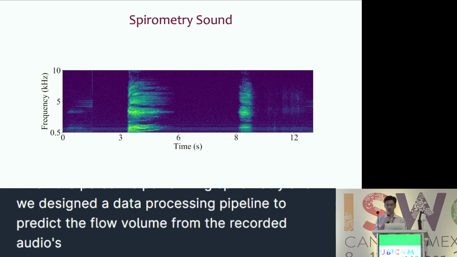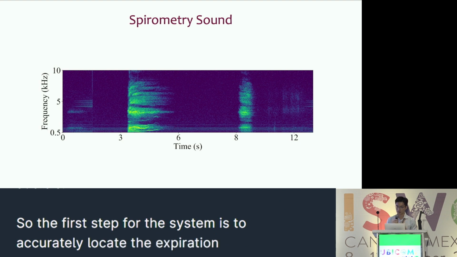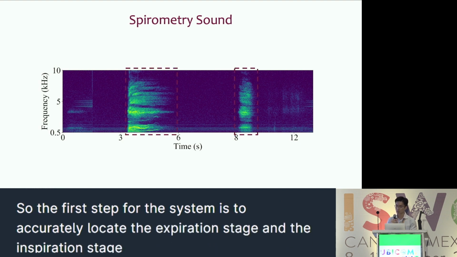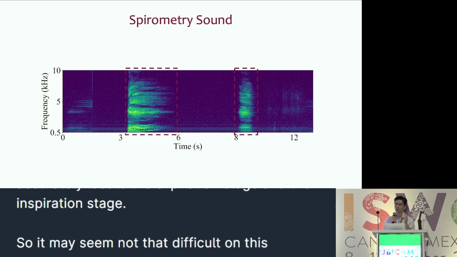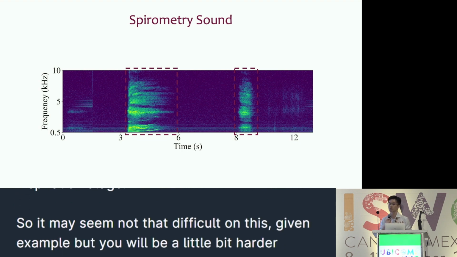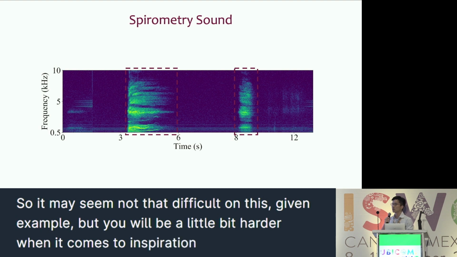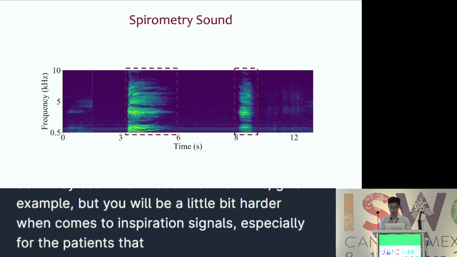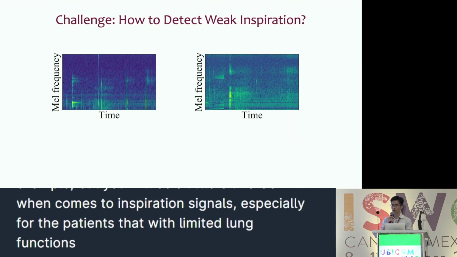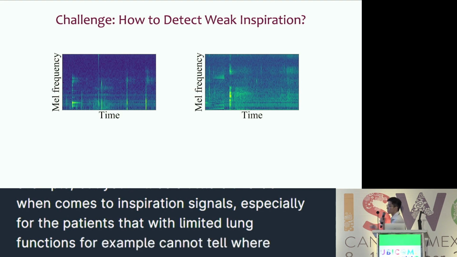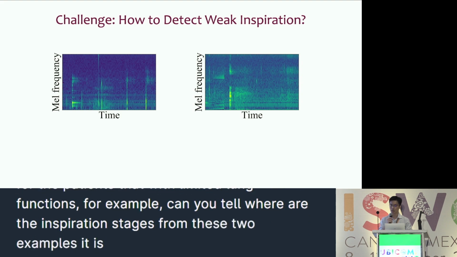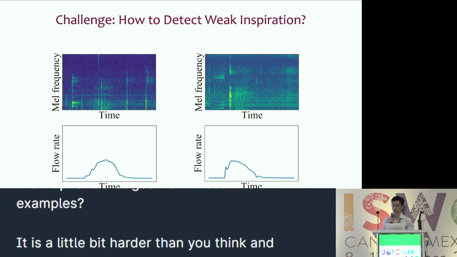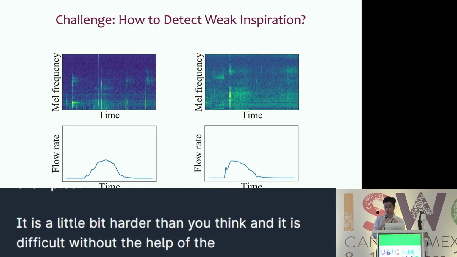So the first step for the system is to accurately locate the expiration stage and the inspiration stage. It may seem not that difficult on this given example, but it will be a little bit harder when it comes to inspiration signals, especially for patients with limited lung function. For example, can you tell where the inspiration stages are in these two examples? It is a little bit harder than you think, and it is difficult without the help of the actual ground truth.